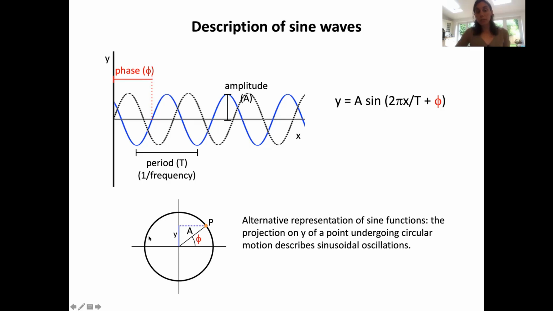Okay, so this representation of sine waves will be very useful in other contexts, but I'm not going to delve into this at all, just to explain why we express the phase as an angle. So all of these you should be familiar with really, but it's mainly a reminder.